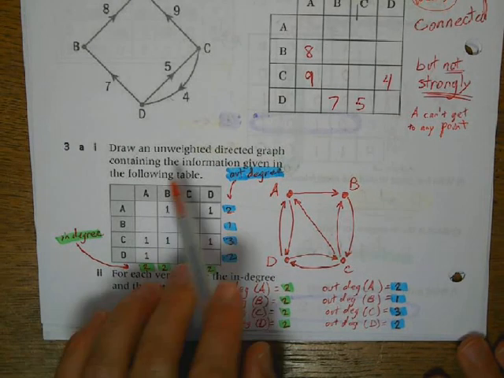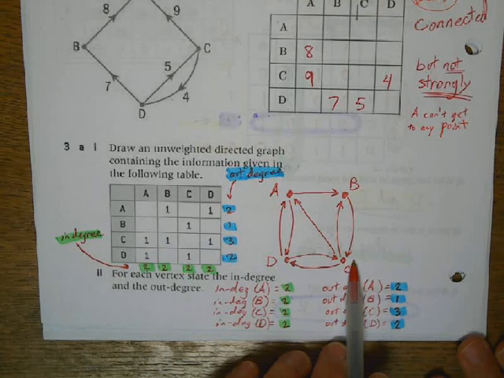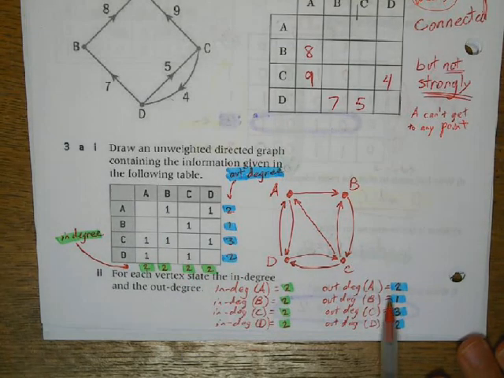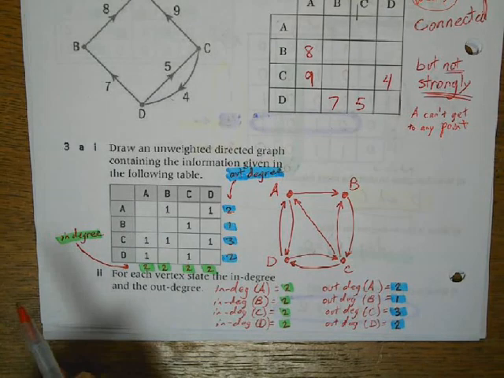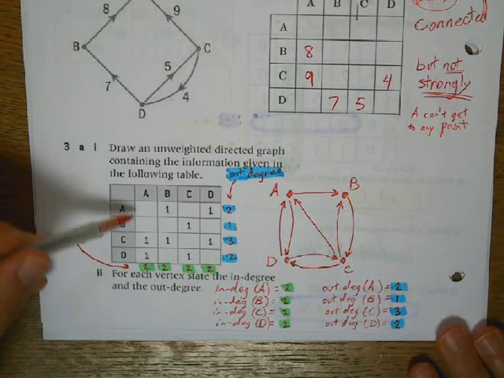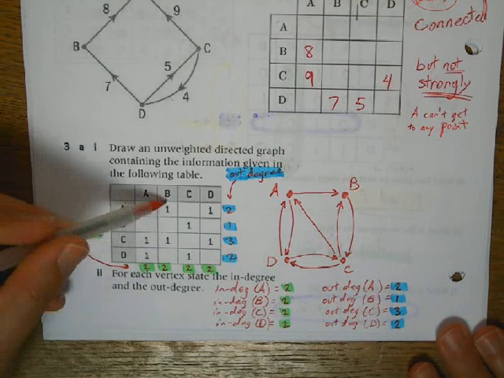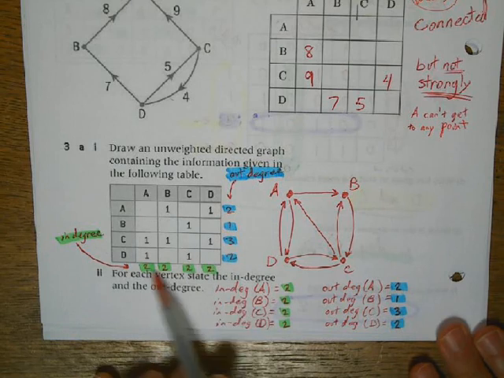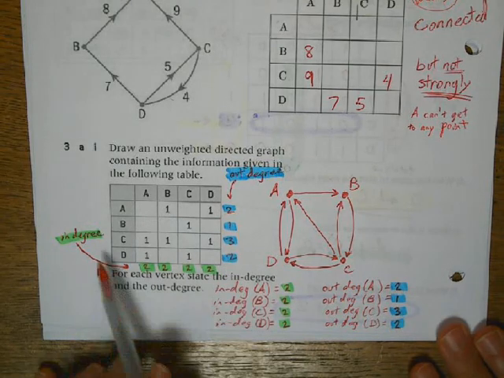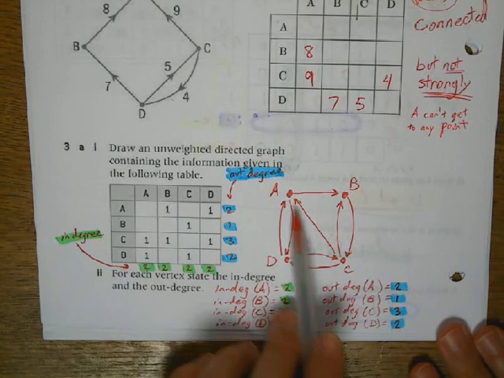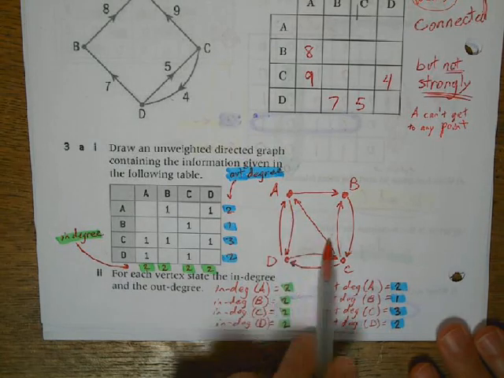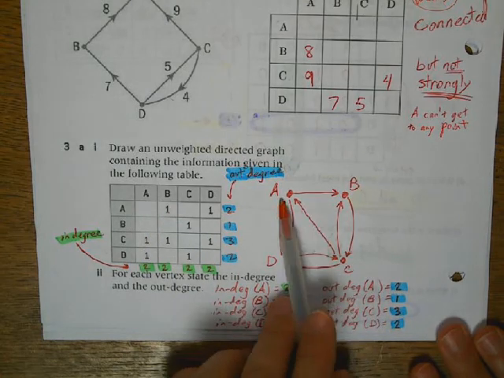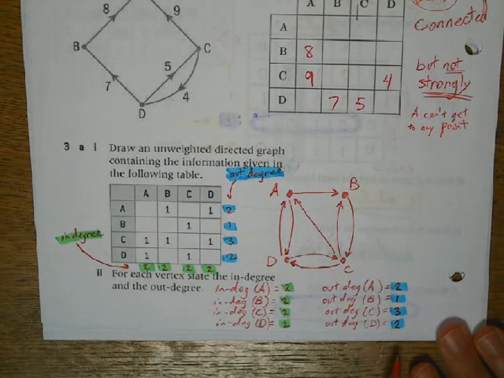Draw the unweighted diagram. I did that here, and the in degrees and the out degrees. One of the things Pablo says is the in degree is basically the sum of the columns. The out degree is the sum of the rows. In degree says how many things are going to. Like notice there's two things going into A, and notice there's two things going out of A, to B and A to D.